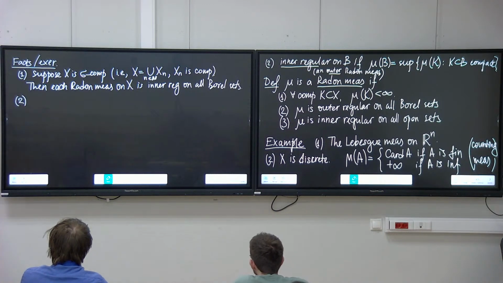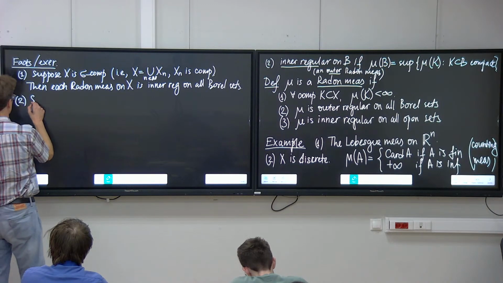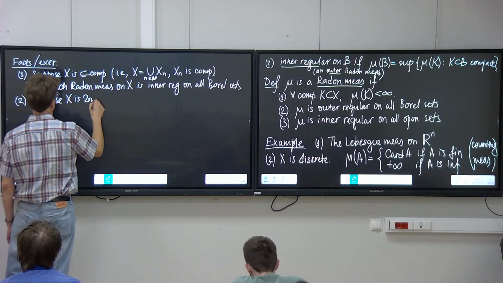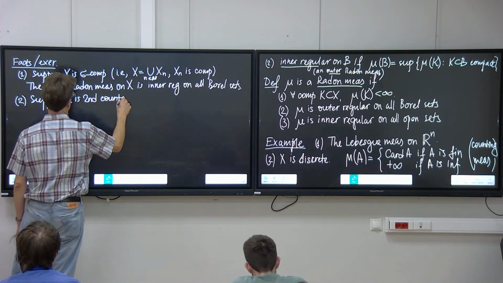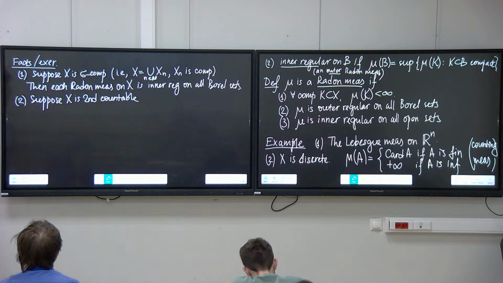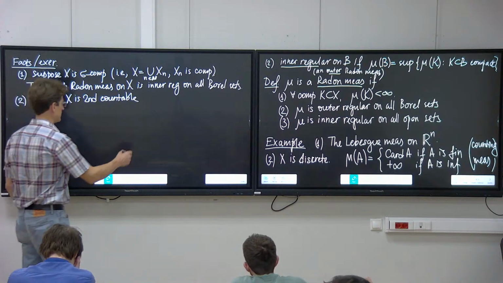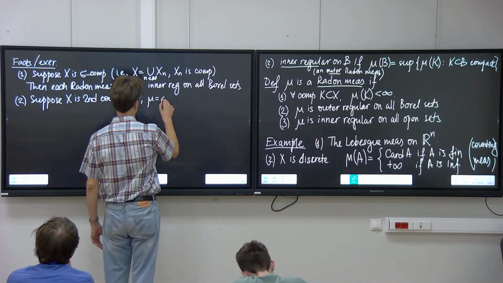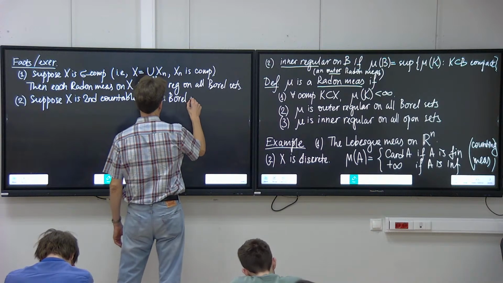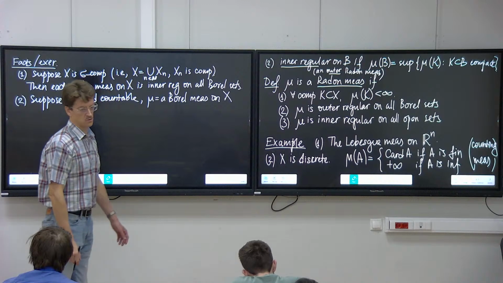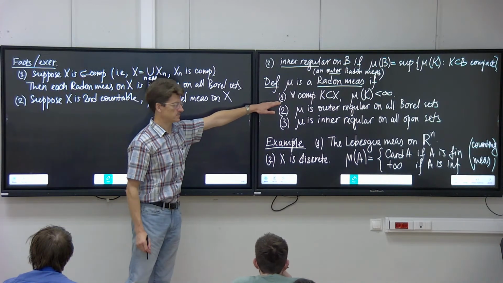if X is second countable, that is, the topology on X has a countable base, which is also a very normal and standard property, which is often satisfied in concrete situations. And suppose that mu is a Borel measure on X, which is finite on all compact sets, which satisfies this condition 1.